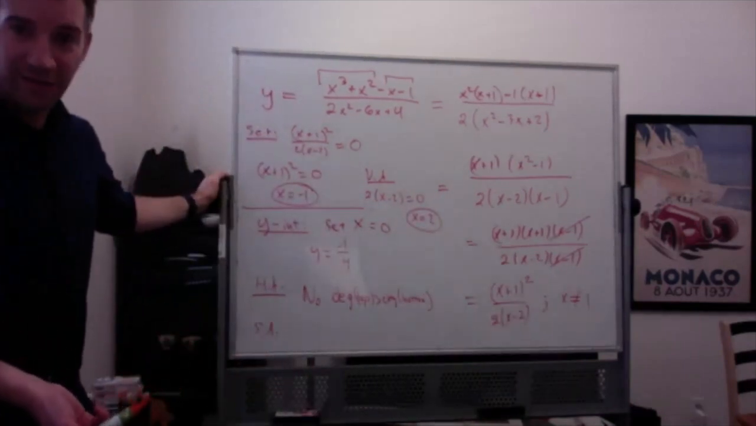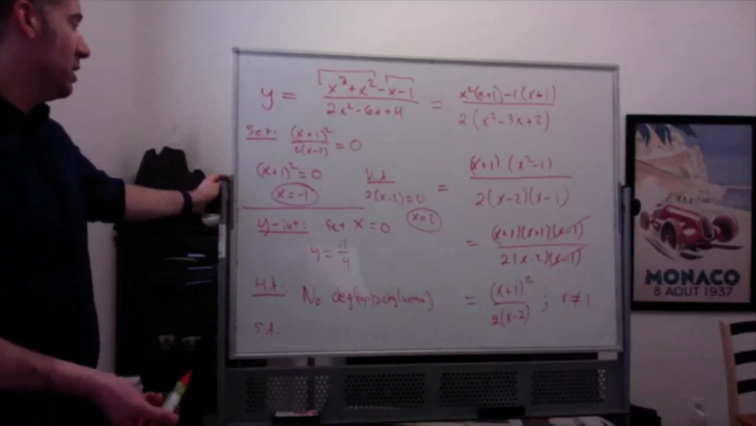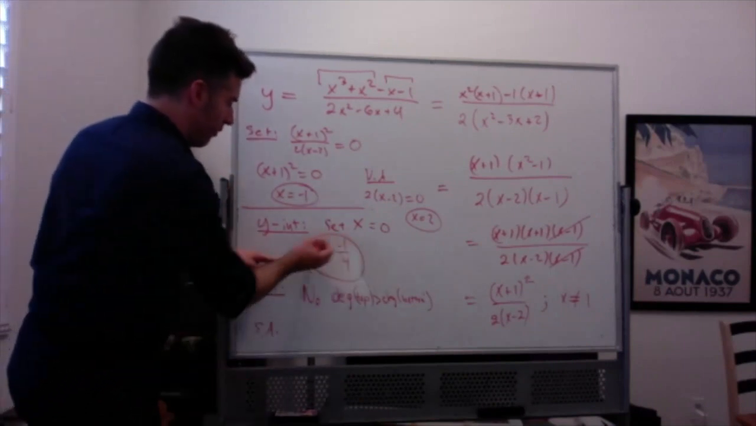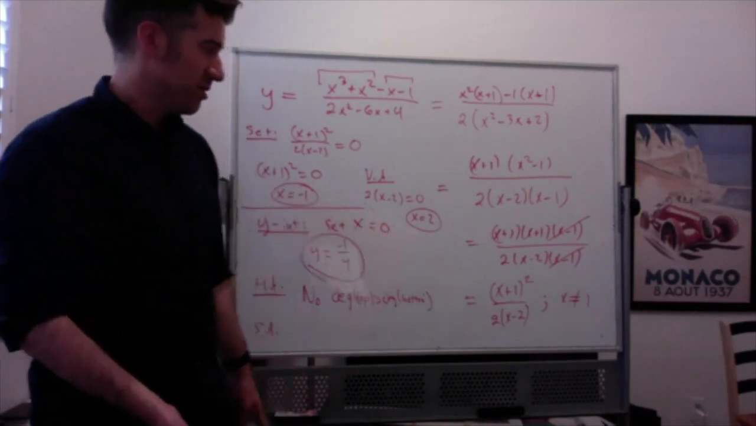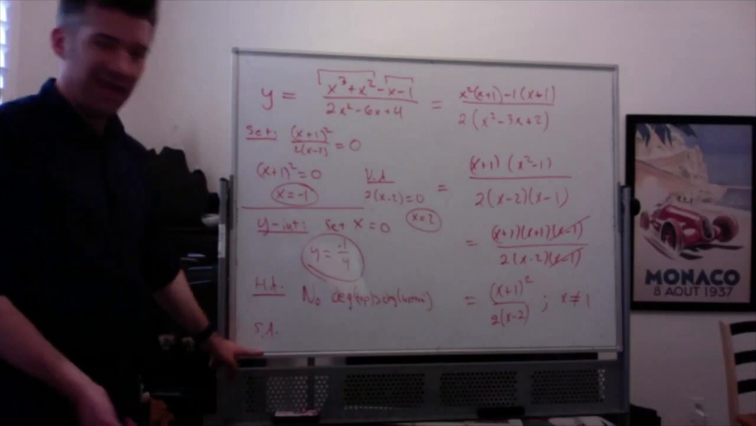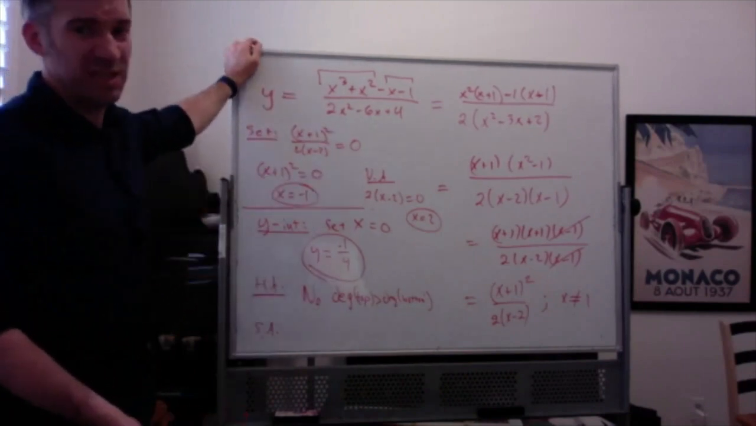So I've got almost everything. This problem is not easy. This is kind of a lot of a problem. We've got the x-intercept of negative 1, the y-intercept of negative 1/4, the vertical asymptote of x equals 2, a hole at x equals 1, and a slant asymptote that we haven't found yet. Slant asymptote is going to be especially terrible here.